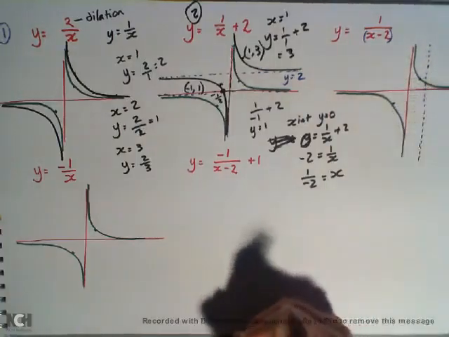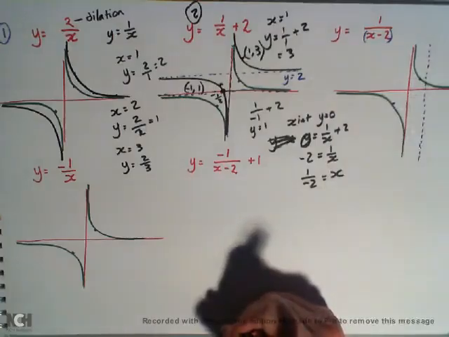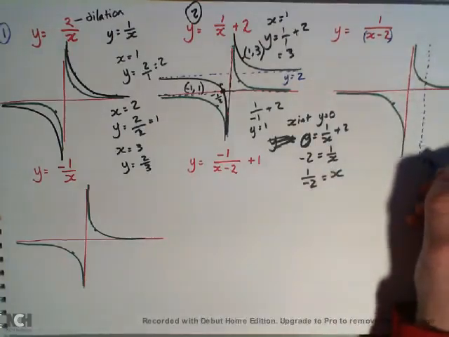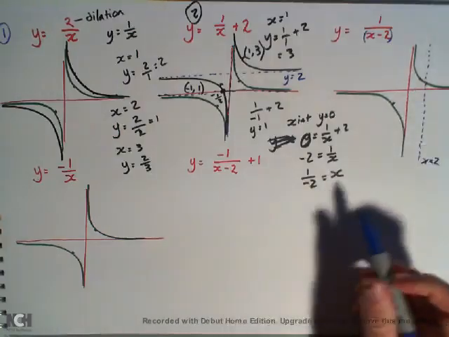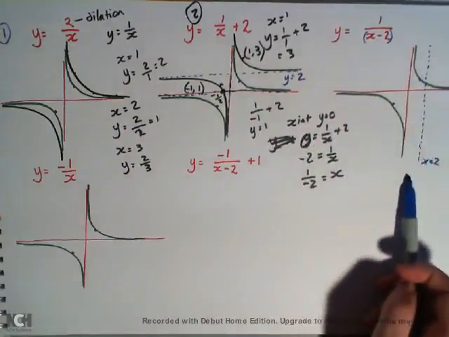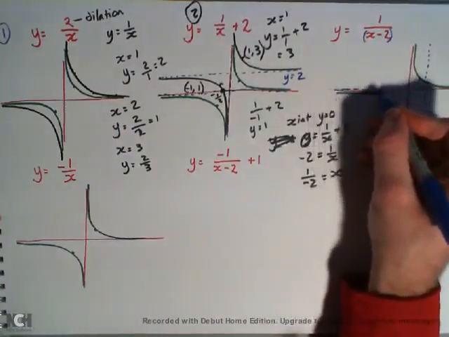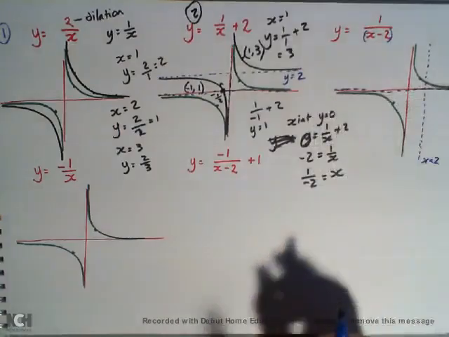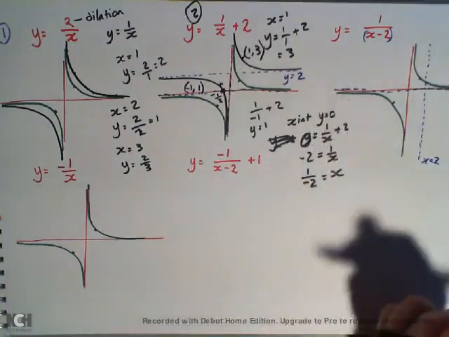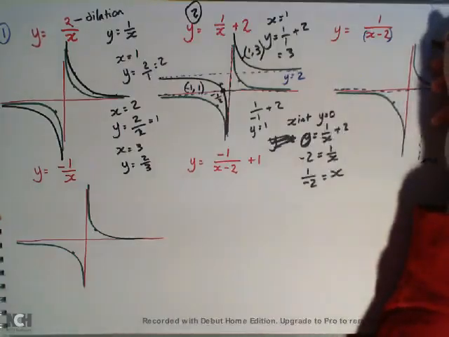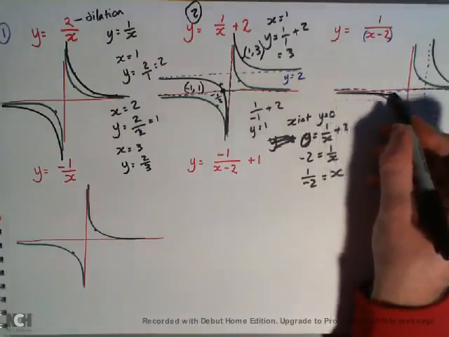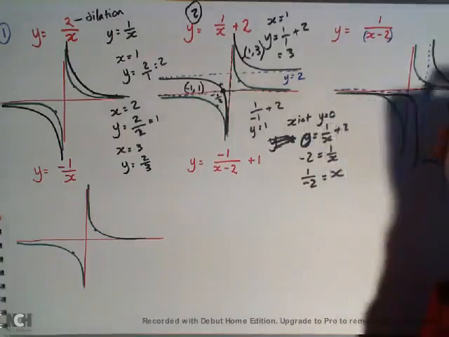So my vertical asymptote is going to get shifted to the right twice. That's because when x equals 2, we'll have 1 divided by 0. It doesn't exist. And we've got a horizontal asymptote as well. And again, the shape doesn't change. So once you've got those asymptotes in, the shape stays the same.